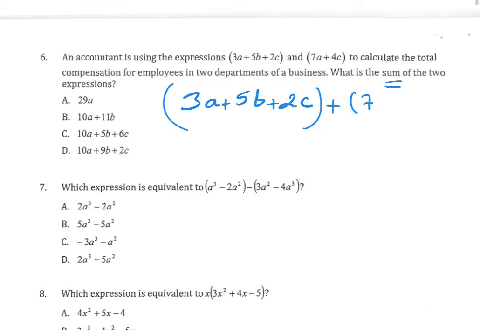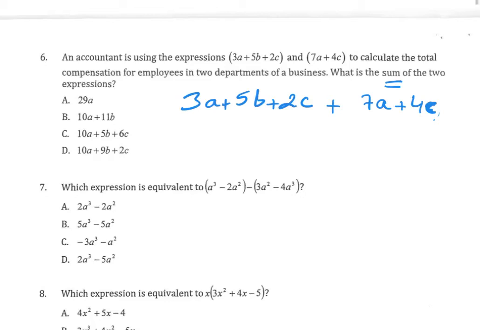And so we're going to add this one with this one, 7a plus 4c, right? Plus 4c. Well, the first thing, we can remove the parentheses, right? If you remove the parentheses right here, we're not going to change the sign because we have plus, we don't have minus. Unlike the previous problem, we had negative, so we need to change the sign.